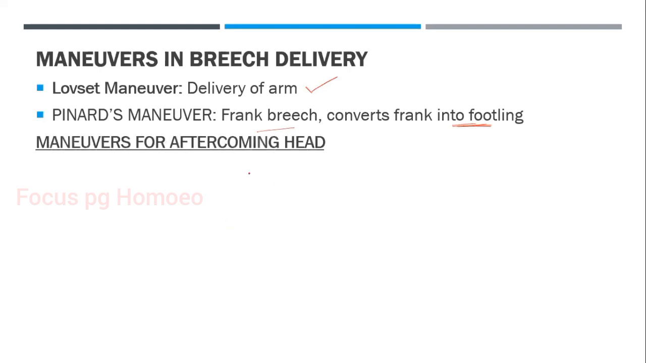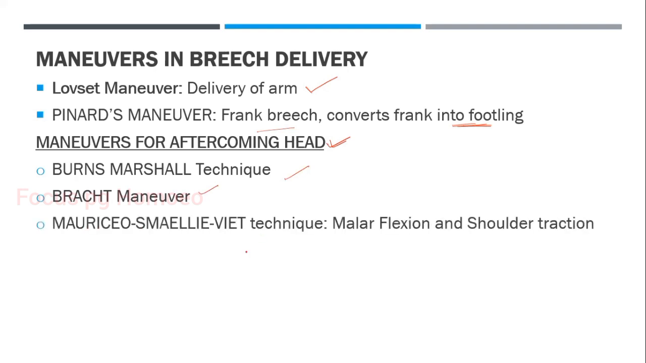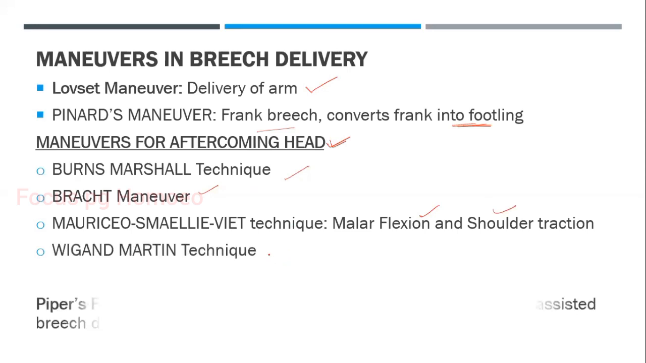And maneuvers for the after-coming head. What are the maneuvers after the head comes? Because in breech presentation, the first expulsion is not of the head. It is of the lower part, and after that the head comes. So the maneuvers for that are the Burns-Marshall technique, Bracht maneuver, and Mauriceau-Smellie-Veit technique. This is malar flexion and shoulder traction, and the Wigand-Martin technique.